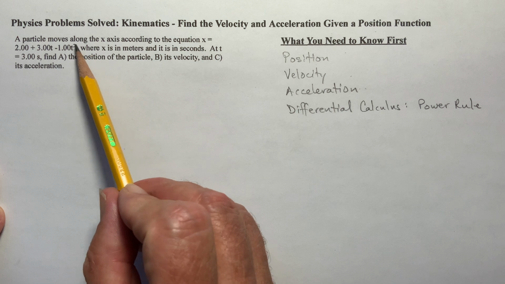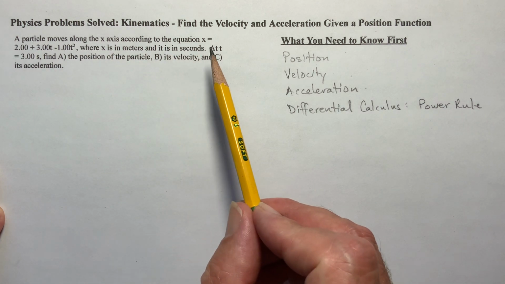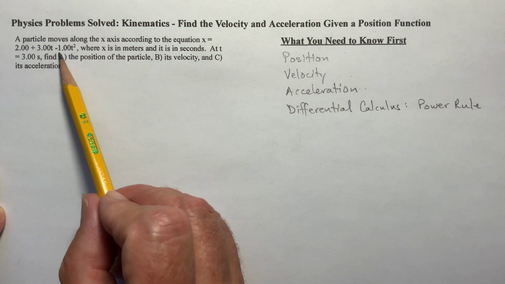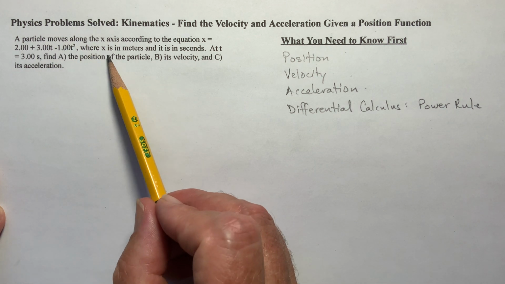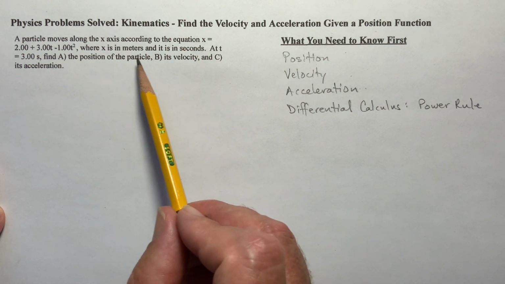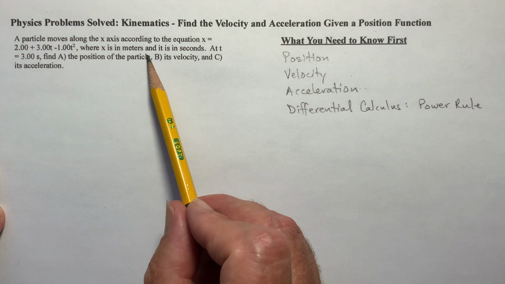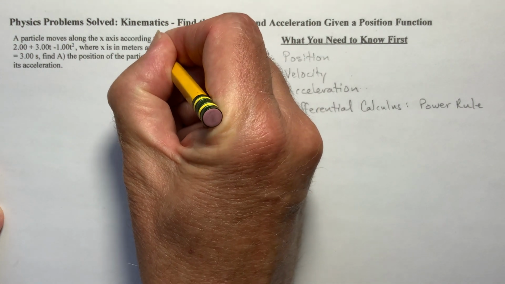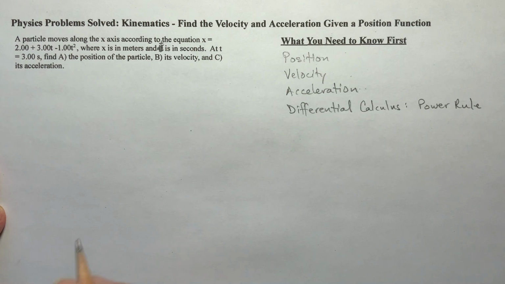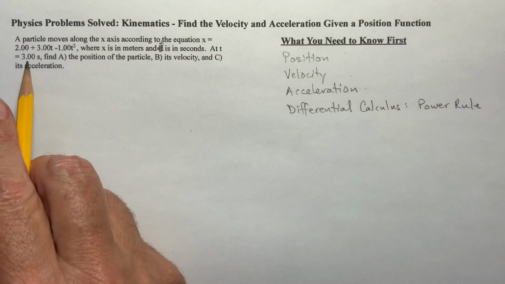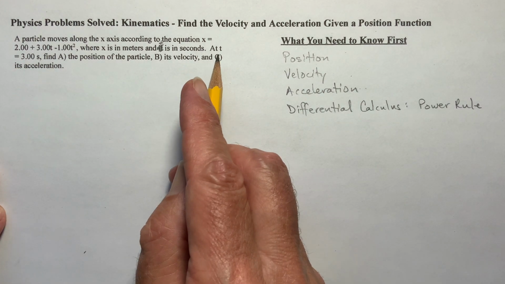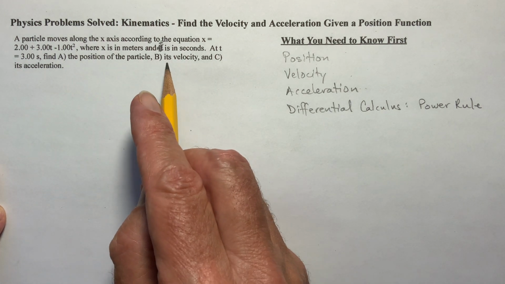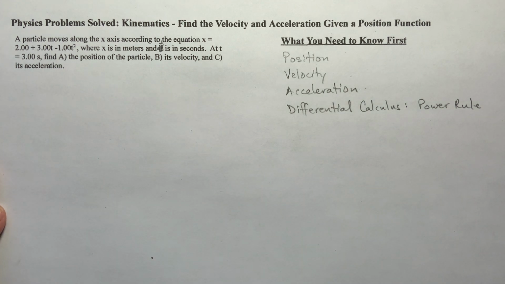We have a particle, and it moves along the x-axis according to the equation x equals 2 plus 3t minus 1t squared, where x is in meters and t is in seconds. At t equals 3 seconds, we want to find the position of the particle, its velocity, and its acceleration.